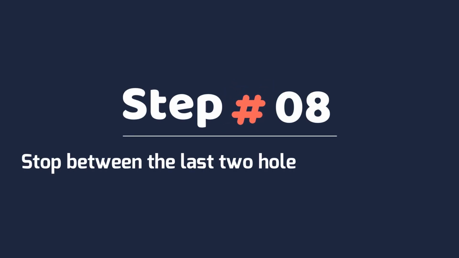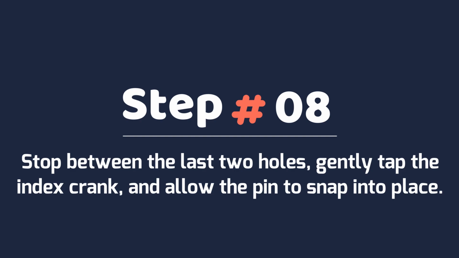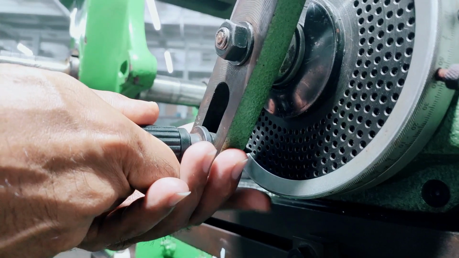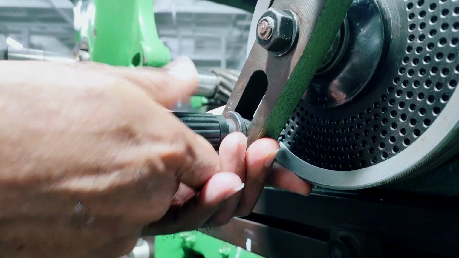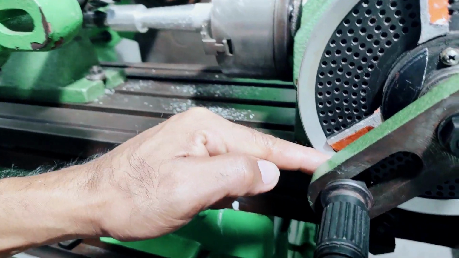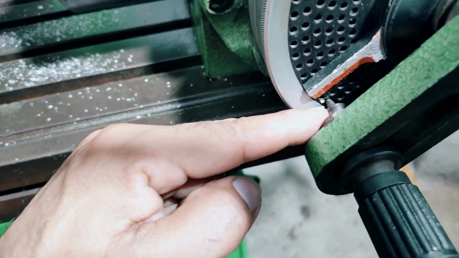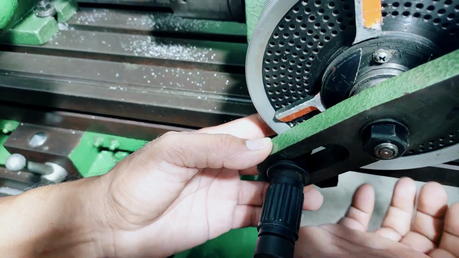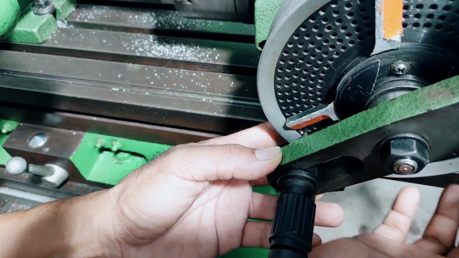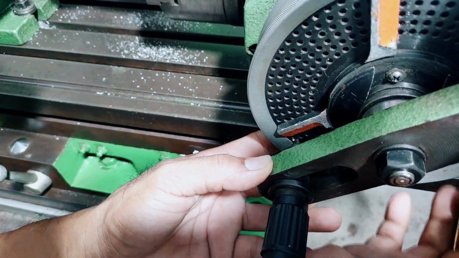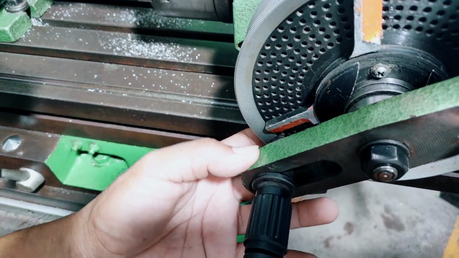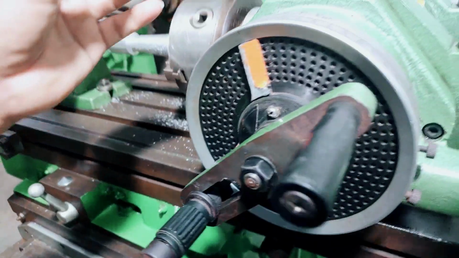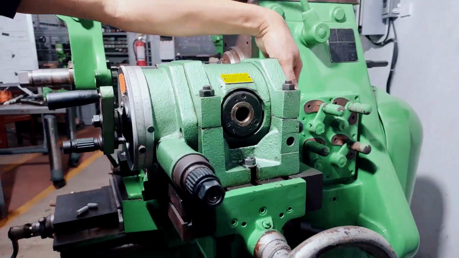Then, stop between the last two holes, gently tap the index crank, and allow the pin to snap into place. Then, i-insert ko itong indexing pin between the last two holes. Okay, pagitan ng dalawang last two holes. Then, gently tap the crank toward the last hole para ma-engage yung pin. Then, lock na natin spindle.